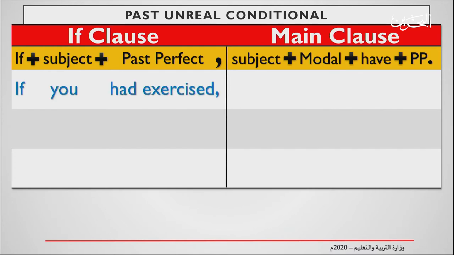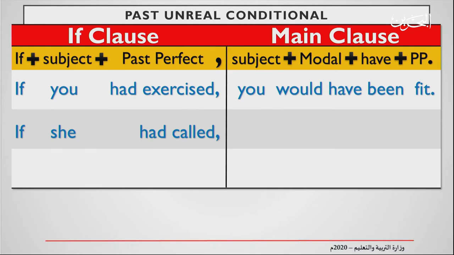Let me show you with examples. If you, as a subject, had exercised, past perfect, comma. Subject, you, modal, would, and have is the same, past participle, been, and fit is the complement of that clause. So you say, if you had exercised, comma, you would have been fit, full stop.